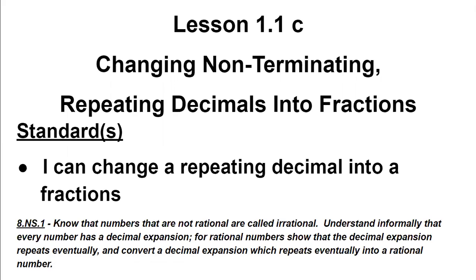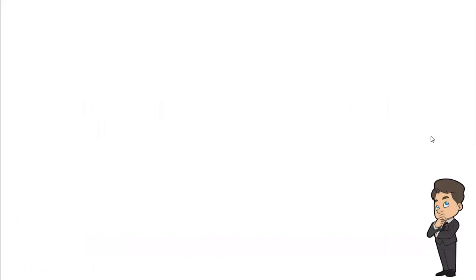The standard is 8.NS.1. Know that numbers that are not rational are called irrational. We learned that in the last lesson. Understand informally that every number has a decimal expansion. For rational numbers, show that the decimal expansion repeats eventually, and convert a decimal expansion which repeats eventually into a rational number. So we're working on converting those repeating non-terminating decimals. Let's go to the next slide here.